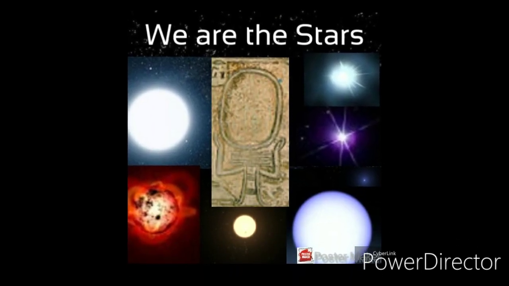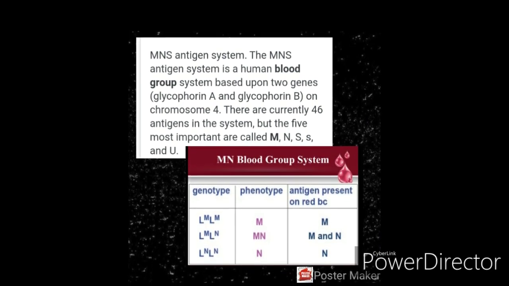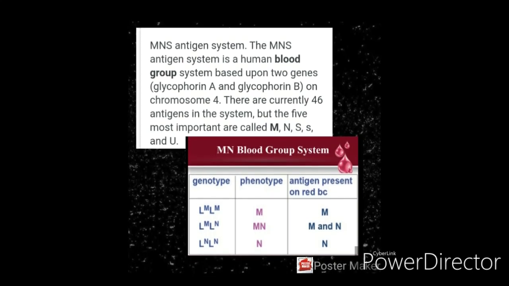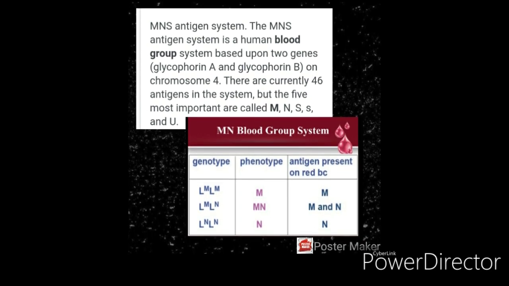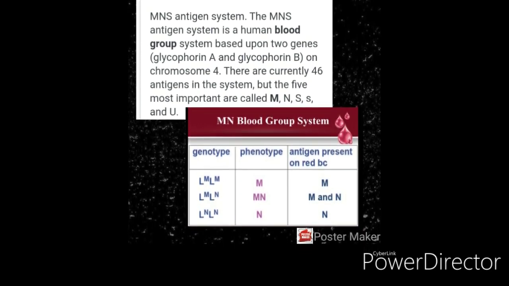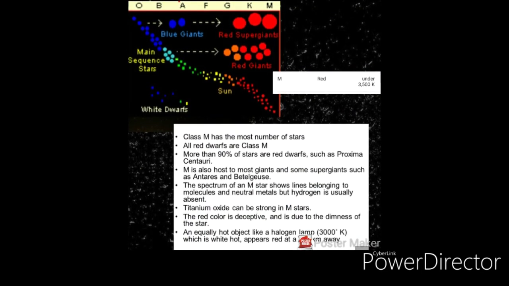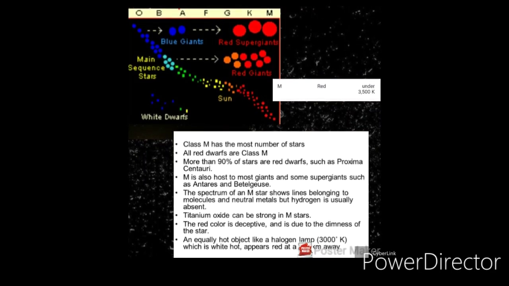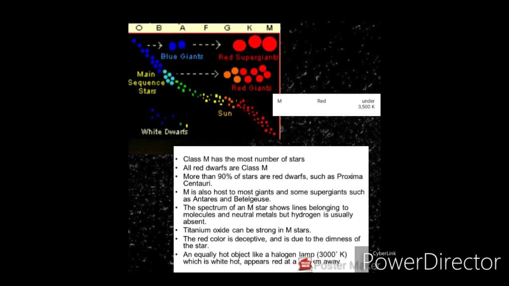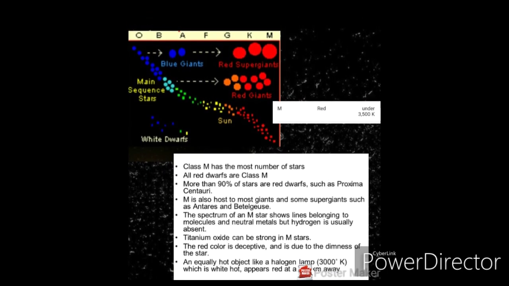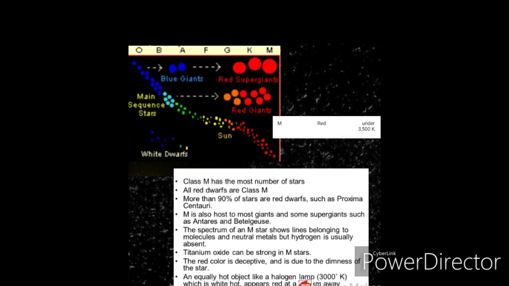Last but not least, we have the M blood group system. The M, or as it's also called the MNS blood group system, is based on 2 genes, glycophorin A and glycophorin B. There are currently 46 antigens in this system, with the most important being antigen M. And the M class has the most stars compared to any other type, and all red dwarf stars are considered type M stars. 90% of all stars are red dwarf stars categorized as M-type stars.